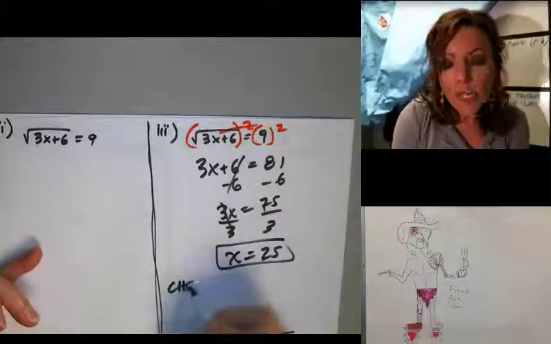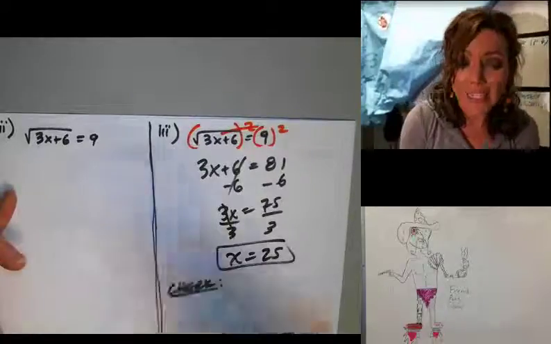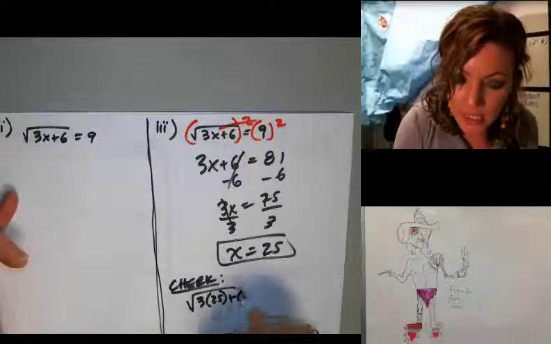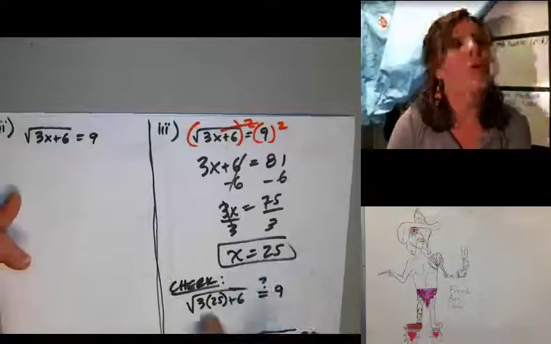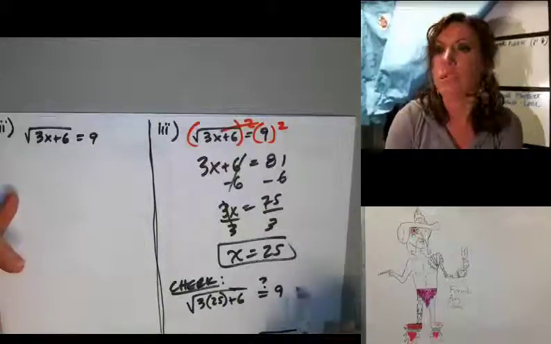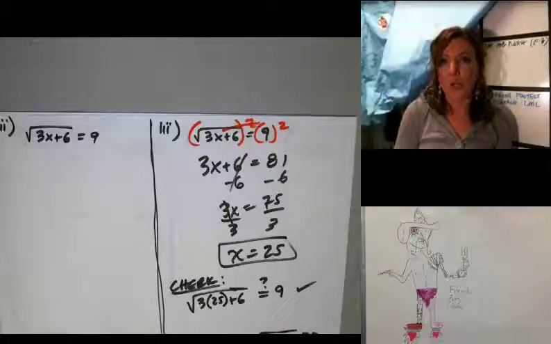Okay, I'm going to let you guys check in your head, but I just want to show you, just make sure you plug it back into the original one. So 3 times 25 plus 6, does that equal 9? And if we do it in our head, 75 plus 6 is 81. The square root of 81 is 9, so that is a solution, okay? Do you guys want to see those checks from this point on, or are you good? You're good. Okay, that's good.